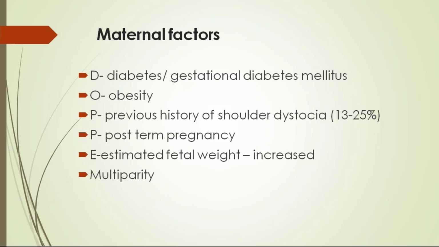Post-term pregnancy: if the mother has crossed the term, the weight of the baby will increase, which in turn leads to shoulder dystocia. And the estimated fetal weight, if there is any increased estimated fetal weight, and multiparity.